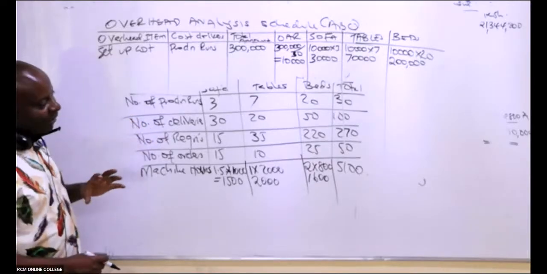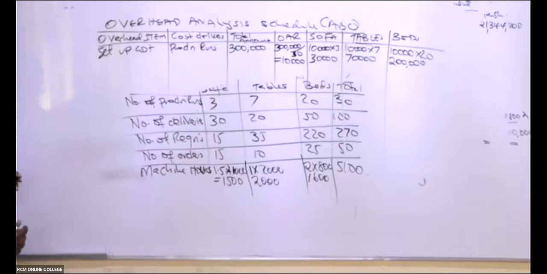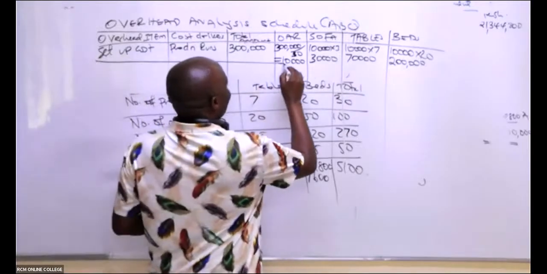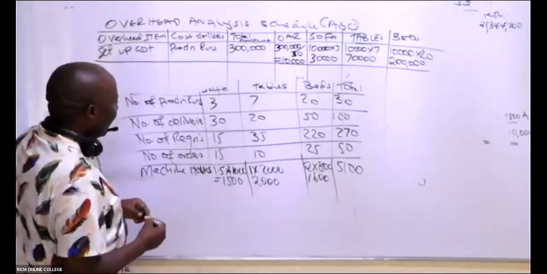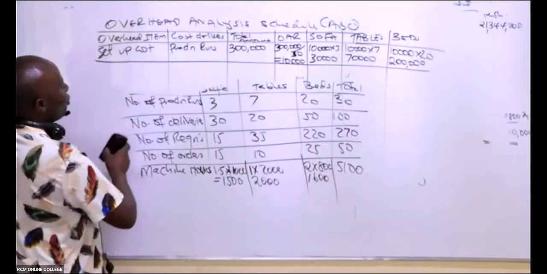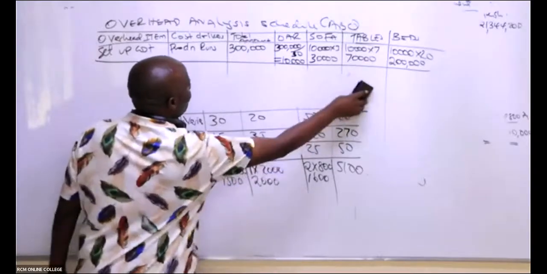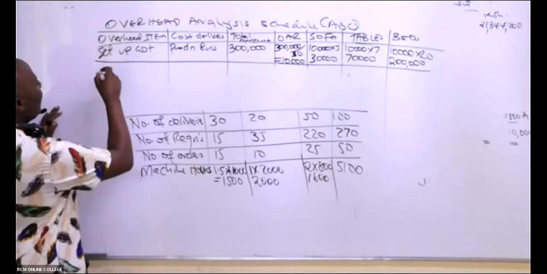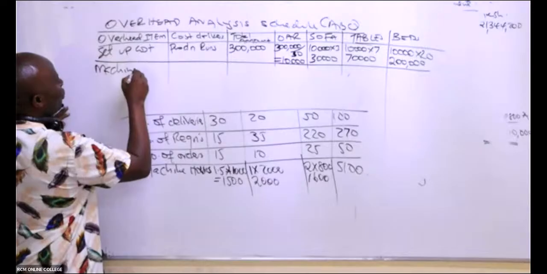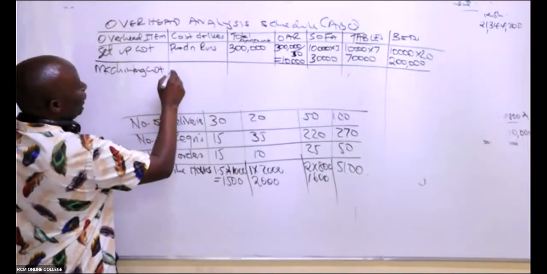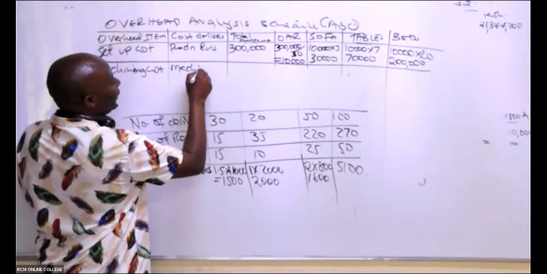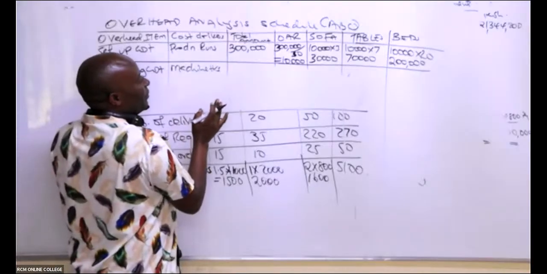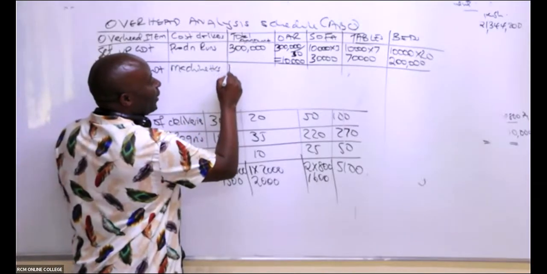So is that okay? Let's straight away go to the second overhead item. The second overhead item that we have there is machining. They want us to absorb machining costs. What is the cost driver? Machine hours. How much is the total amount for machining cost? 1.2?